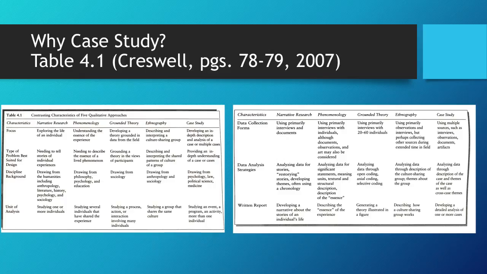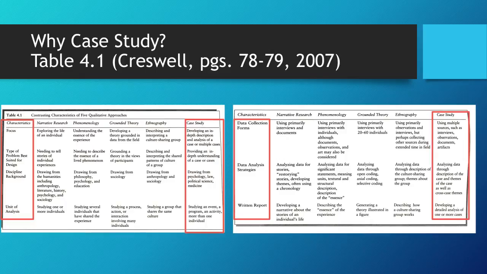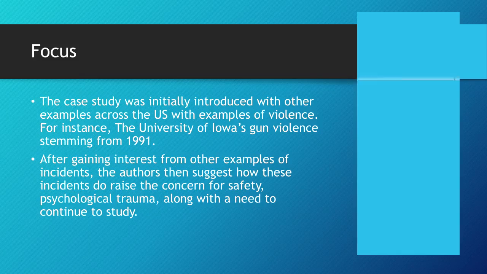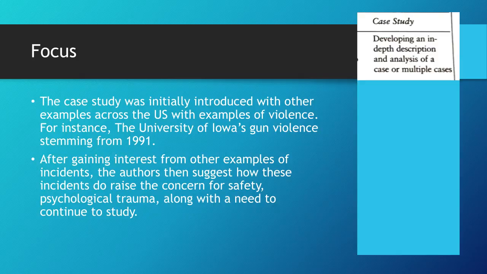Referring back to table 4.1 in our Creswell text, you have obviously the main areas that you're focusing in on. A case study is pretty much laid out perfectly in this example according to this table. And so I'm going to go through that in the next couple of steps here. So immediately, the focus for this particular Appendix F was to develop an in-depth description and analysis of a case or multiple cases. Initially, this case study is presented with examples across the United States of other examples basically of violence on campus.